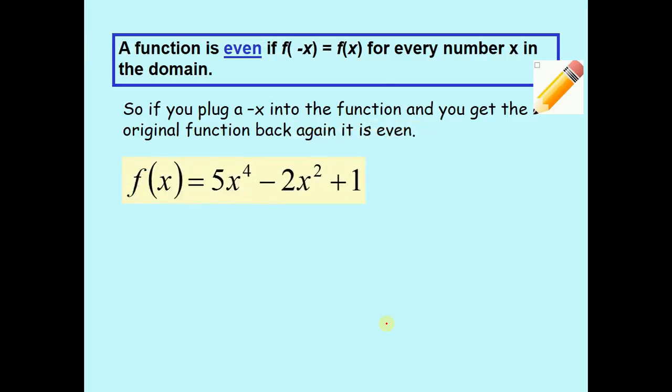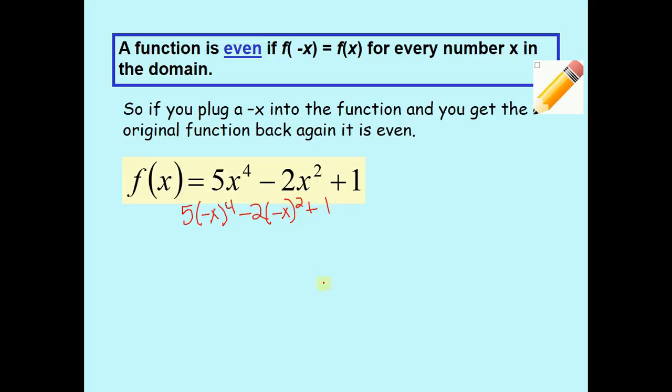Let's take a look at a function here. I have f of x equals 5x to the fourth minus 2x squared plus 1. What we'll do is take negative x and substitute it for x, because that's all this is: into f, you substitute negative x. So let's complete that here. I see an x, I put a negative x there, minus 2, see an x, put a negative x, plus 1.